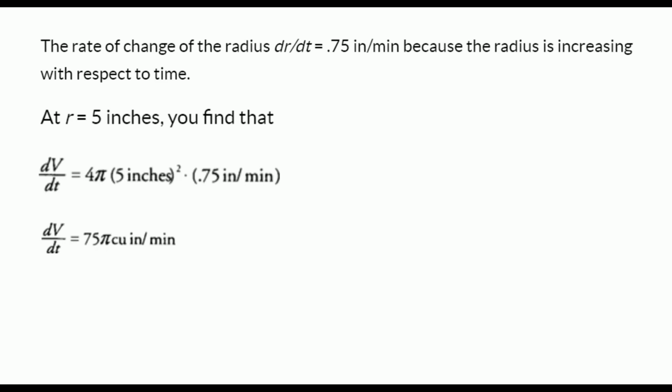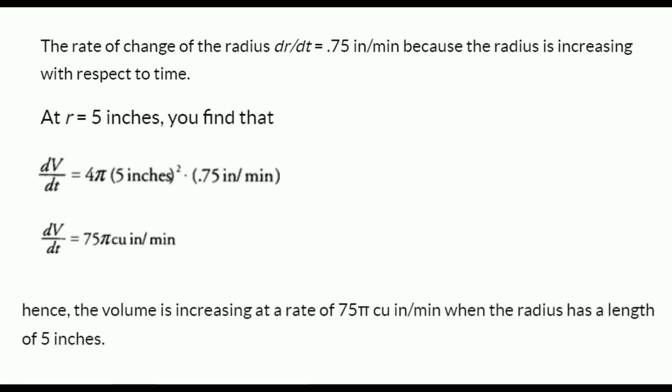So that is one example of implicit differentiation used with geometry and physics. To interpret what this means, the volume is therefore increasing at a rate of 75 pi inches to the power of 3 per minute when the radius of the sphere has a length of 5 inches.